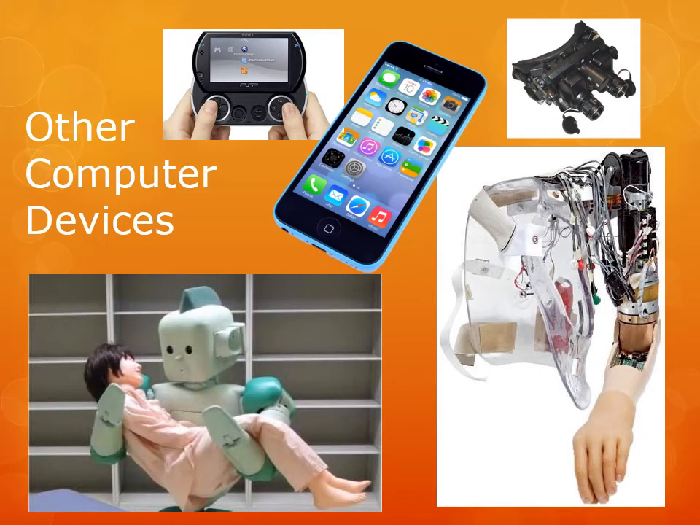There are lots of other computer devices out there, as I mentioned, anything from gaming and phones to night vision goggles. We can see this really cool robot on the bottom that was designed to handle people more gently than even people can handle people. And we're even seeing a robotic and human interface. So these are also computer devices.